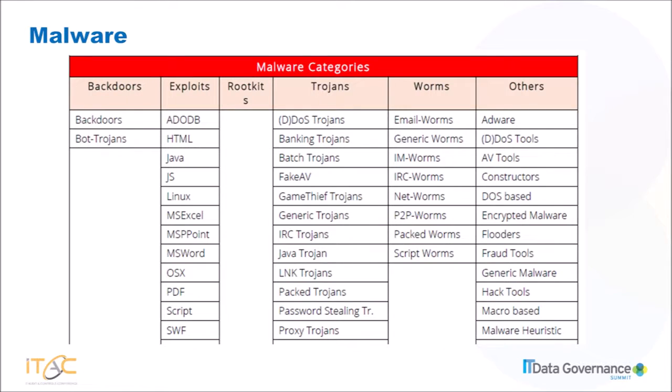There are millions of pieces of malware floating around on the internet in addition to the readily available exploit code that can be downloaded and executed. This malware falls into the following categories: backdoors, exploits, rootkits, trojans, worms, and other types of undetectable malware.